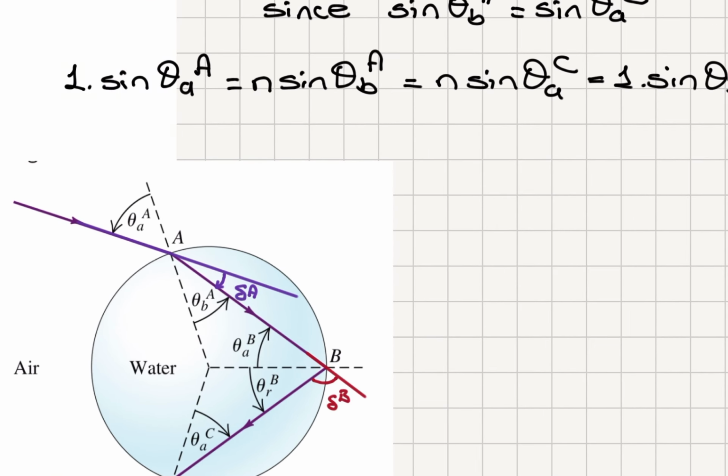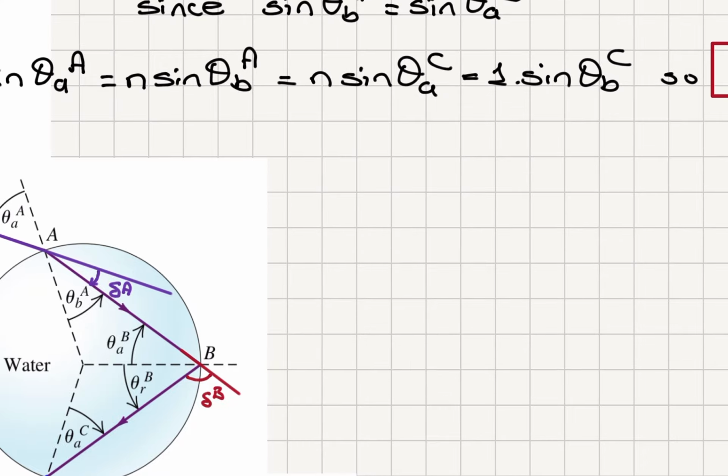So, if this incoming ray was not deflected, it would go on a straight line like this. So you can see instead it bends towards the normal to the surface, and the deviation from its original path is delta sub A. So the angle of refraction at point A plus delta sub A is equal to the angle of incidence at point A.